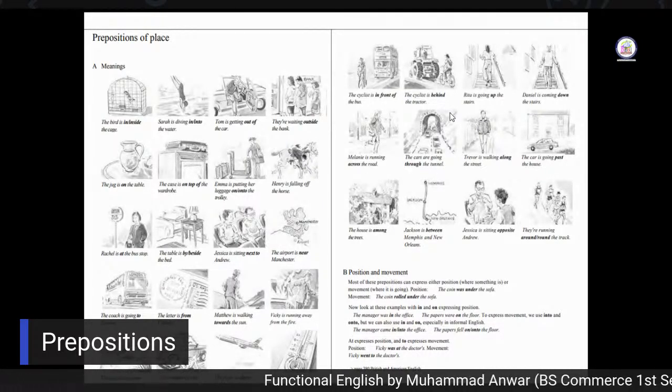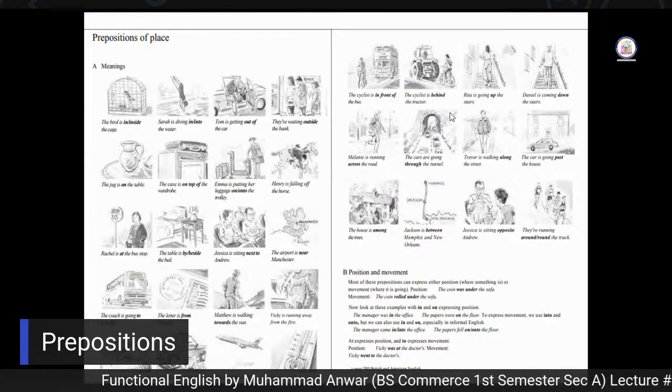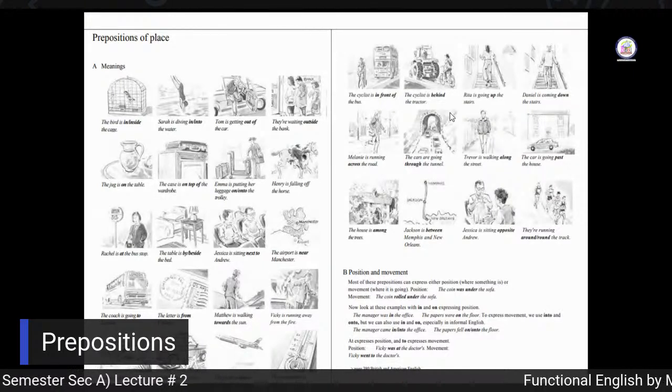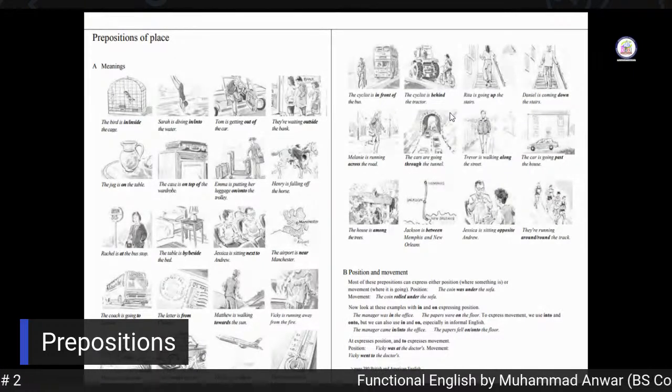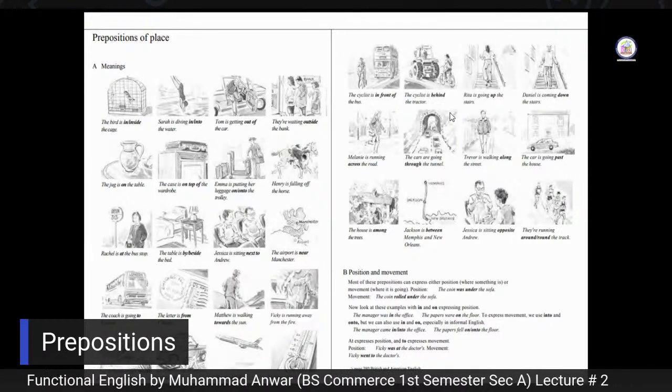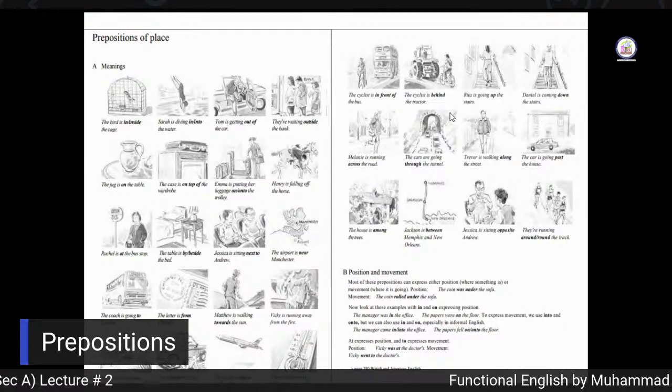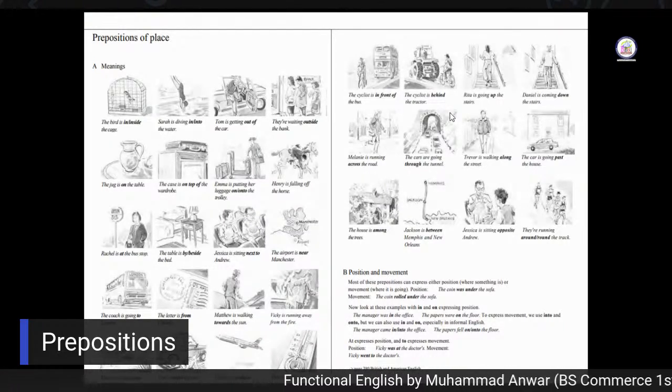Jessica is sitting opposite Andrew. Opposite, we'll talk about face-to-face direction. They are coming around the truck. So most of these prepositions can express either position or movement. So these are prepositions of place, and you can see through pictures how they've been used.